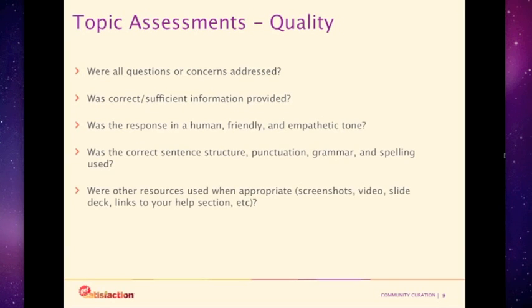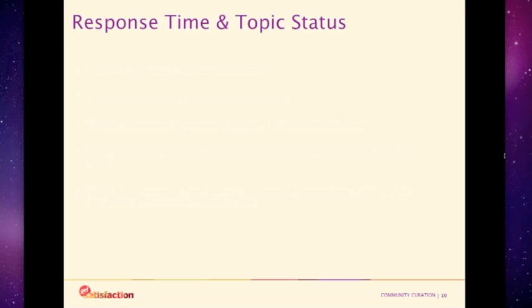Were other resources embedded or linked to when appropriate, like screenshots or embedded videos or links to slide decks, links to your help section, etc.? Considering these questions and learning from them can help you to improve your team's output and performance in your community. So that's just some of what you can do when assessing the topics and the content and the replies in your community to make them more findable and to make sure that there's high quality in the content in your community. Next, let's talk about response time and topic status.